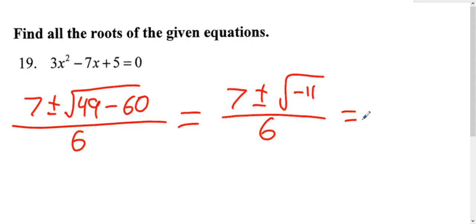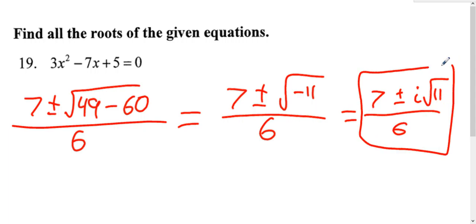Square root of negative 11, you should change that to be imaginary. Square root of 11 all over 6, and there's our 2 roots.